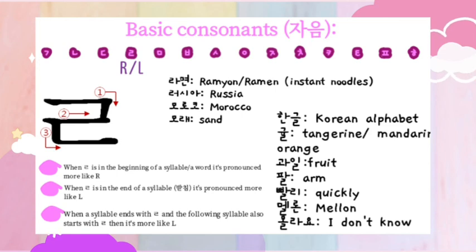as a patchem, it's pronounced more like l. For example, Hangul, Korean alphabet. Pure, tangerine or mandarin orange. Quail, fruit. Pal, arm. And when a syllable ends with real and the following syllable also starts with real, then it's more like l.